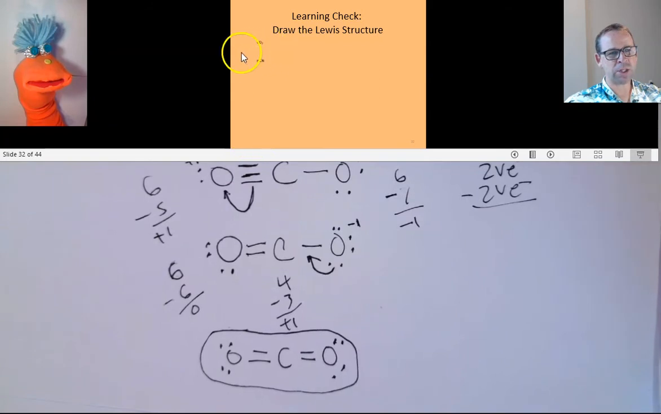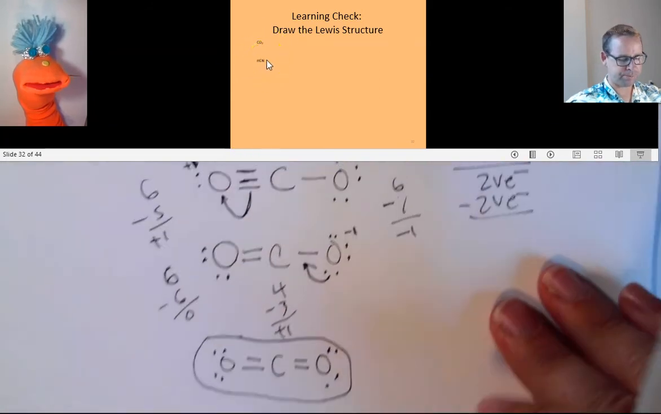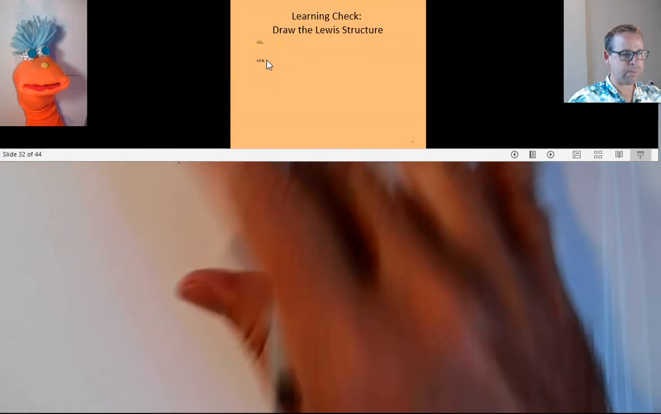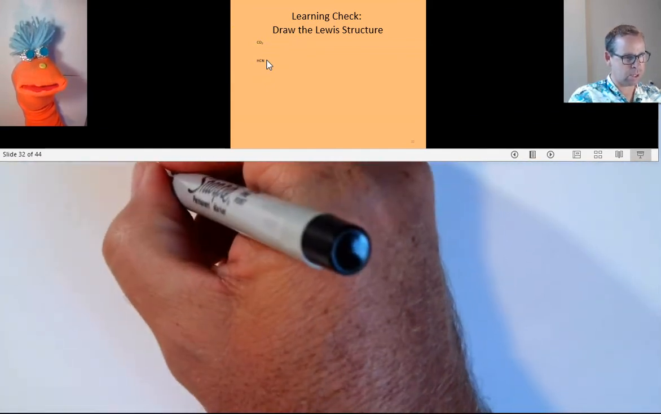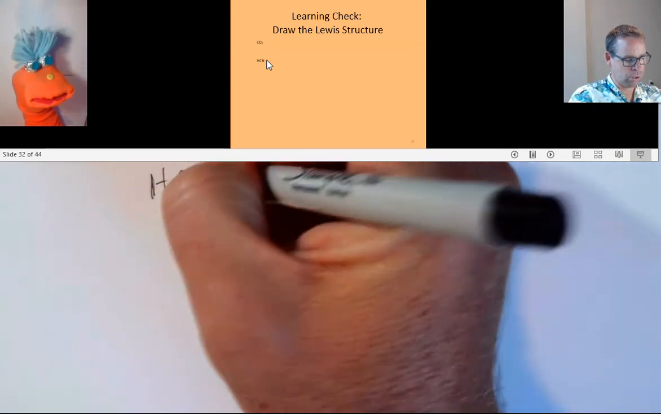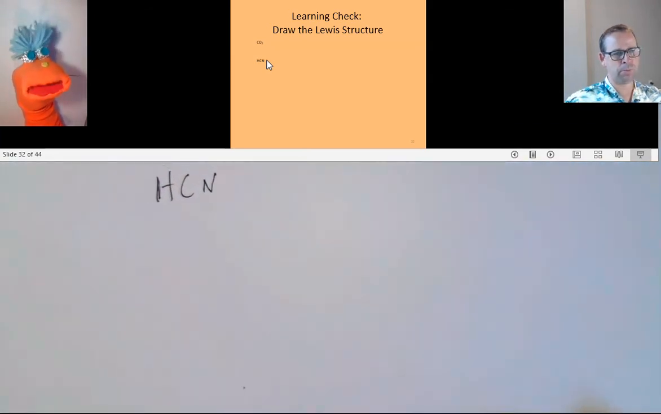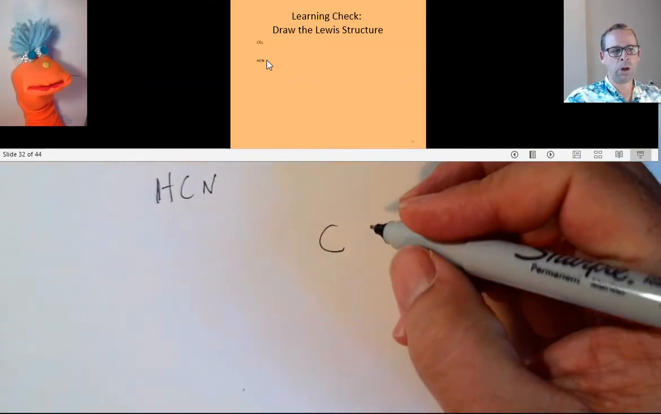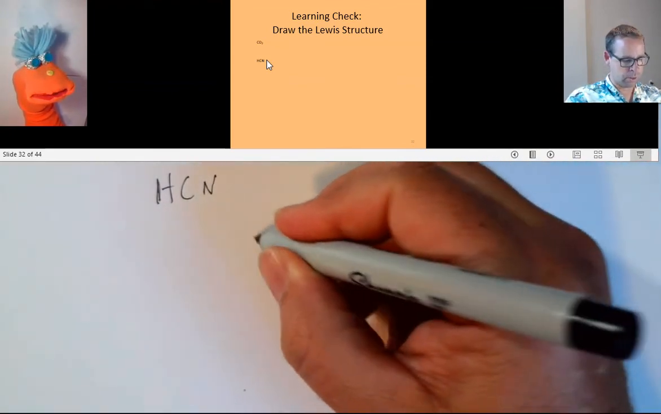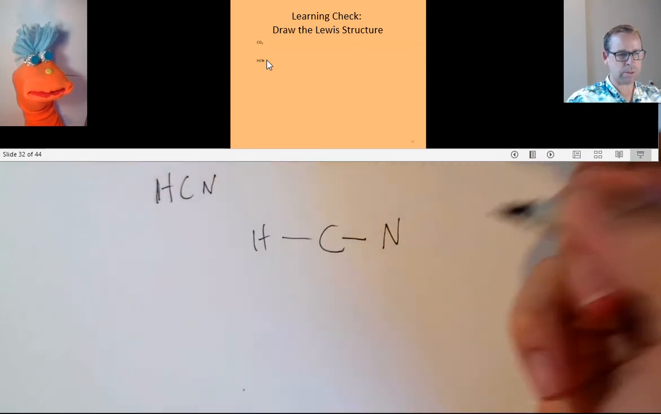Let's try the next one, HCN. Okay, what do you think is the central atom of HCN? You said carbon always likes to form central atom. Okay, very good. So what do I do now? Draw hydrogen and nitrogen bound to it. Very good. Hydrogen and nitrogen bound to it.